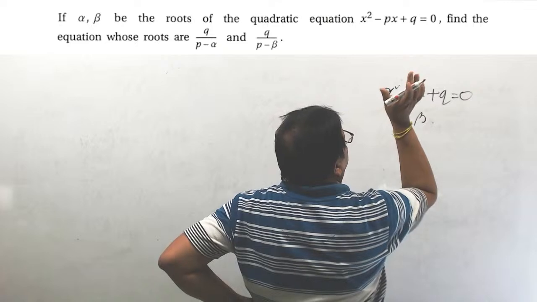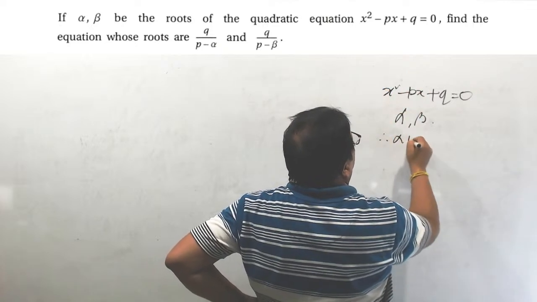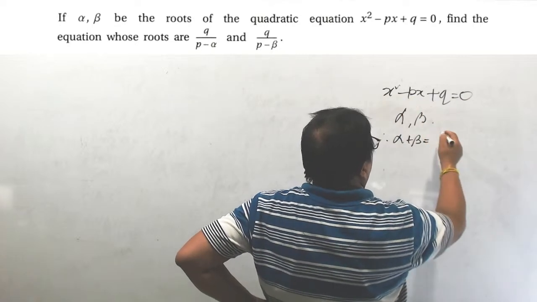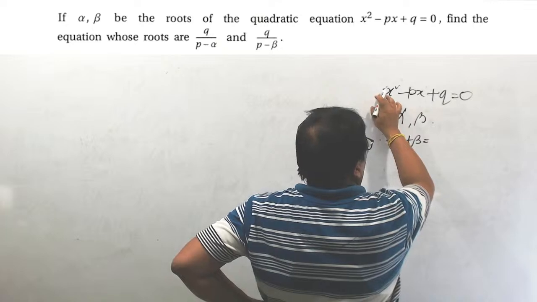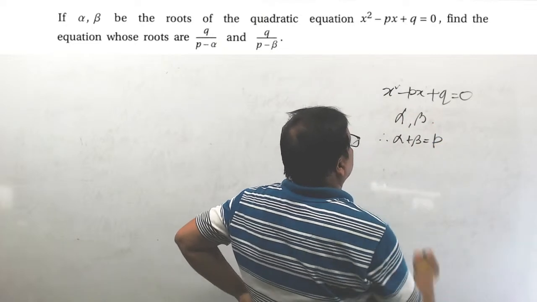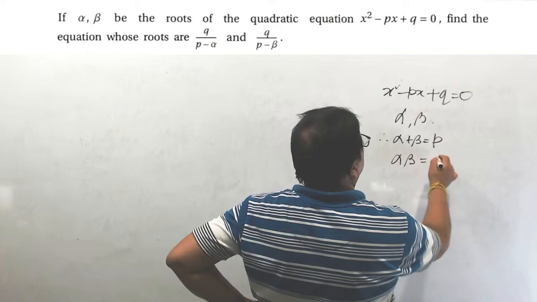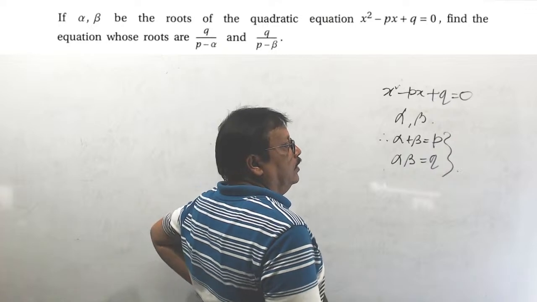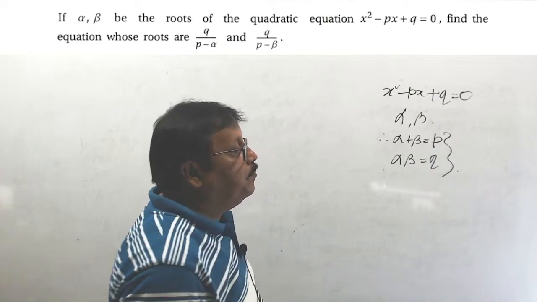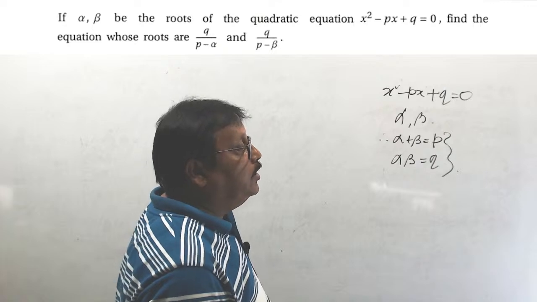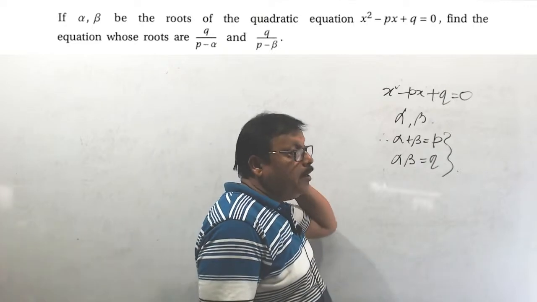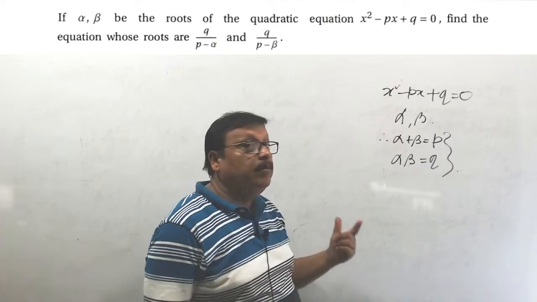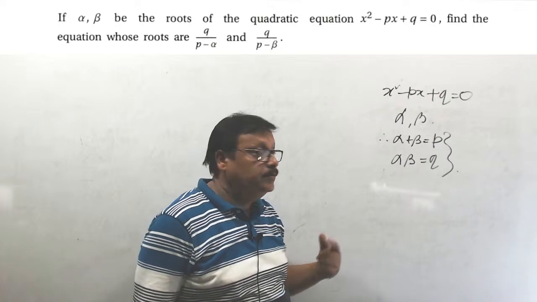if alpha and beta be the roots of this equation, then of course alpha plus beta is equal to what? Minus p by 1, that is simply p. And alpha beta is equal to simply q. Now you have to form an equation whose roots are q by p minus alpha and q by p minus beta. Then sum of the roots and product of the roots you have to find. Isn't it?